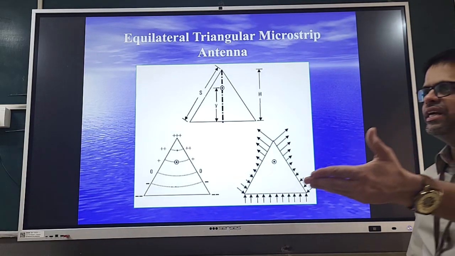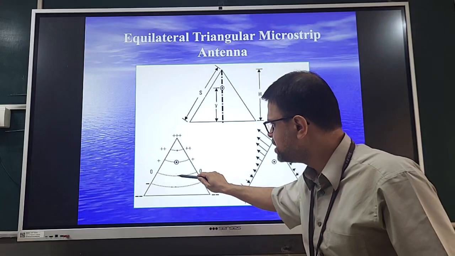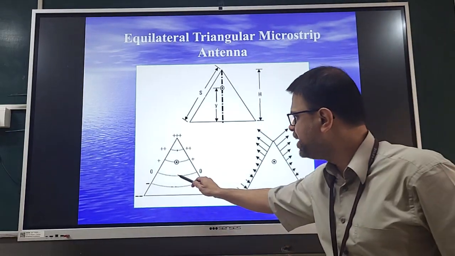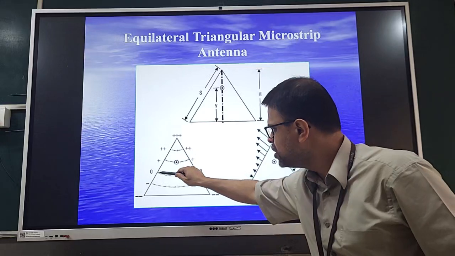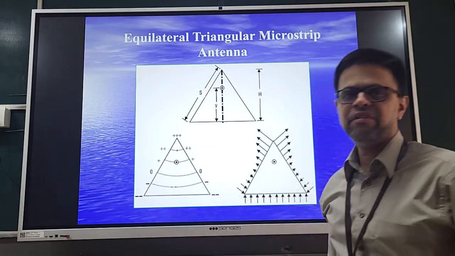Now let's understand it more deeply. Here is the field point. This is the zero field line. Why? It is coinciding with the centroid. So this is the zero field line and this is the variation of one half wavelength.